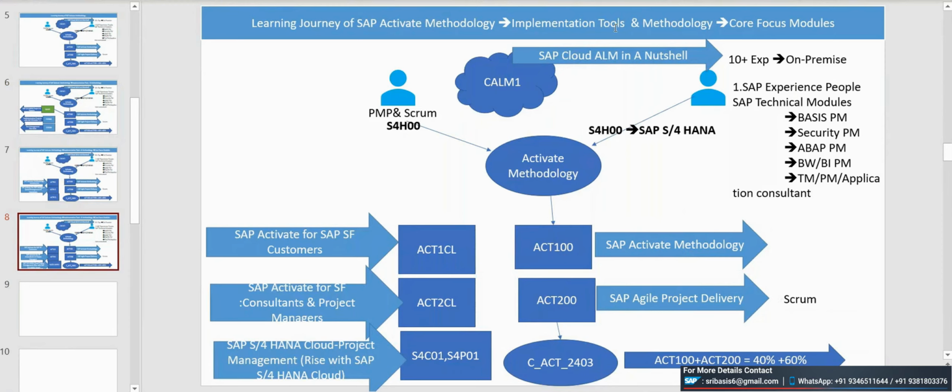Again, as I mentioned, what are the implementation tools? The tools, as I mentioned clearly, are Cloud ALM, SAP Signavio, SAP LeanIX, SAP WalkMe, SAP BTP, and Rise with SAP. These all come under implementation. Those tools I'll discuss in upcoming sessions.